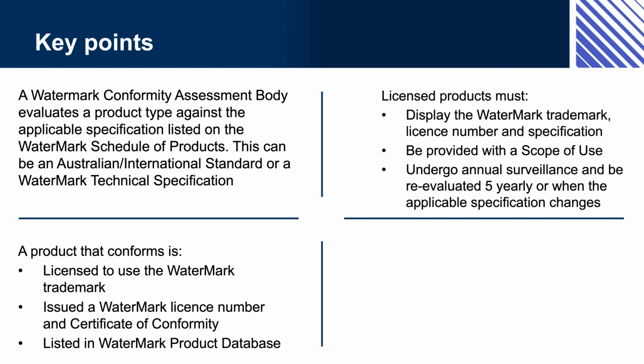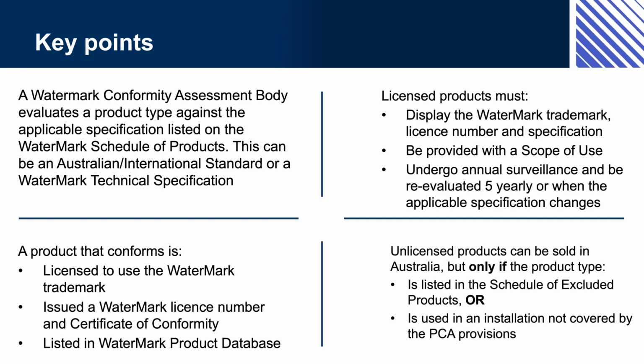Licensed products must display the WaterMark trademark, license number and specification, be provided with a scope of use, undergo annual surveillance and be re-evaluated 5-yearly or when the applicable specification changes. Unlicensed products can be sold in Australia, but only if the product type is listed in the Schedule of Excluded Products or is used in an installation not covered by the PCA provisions.